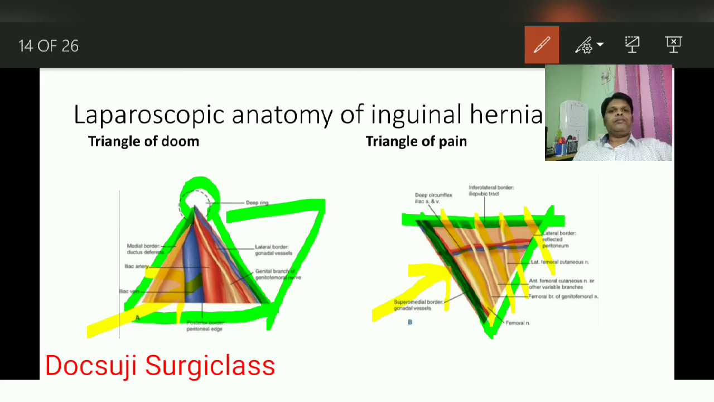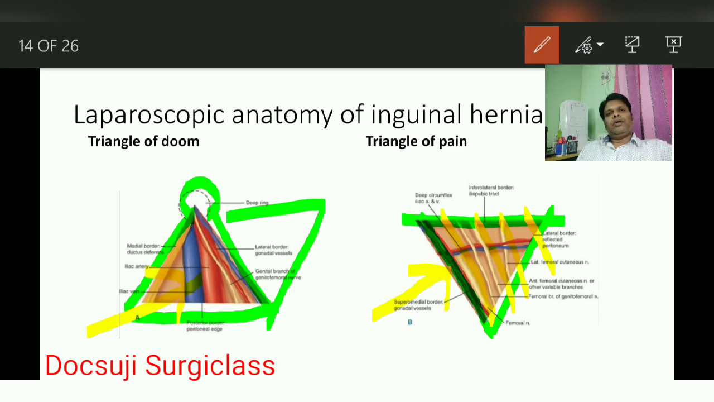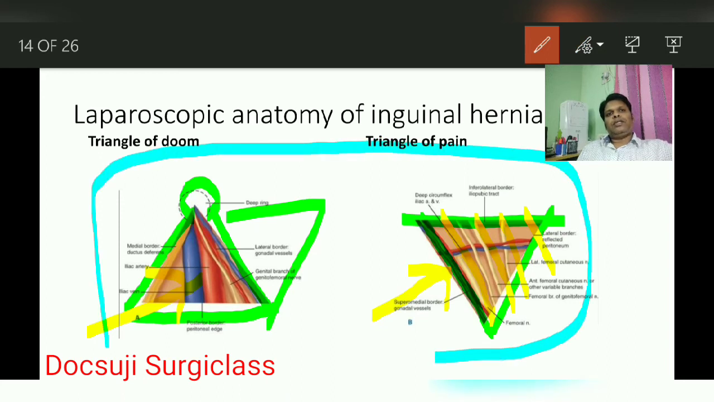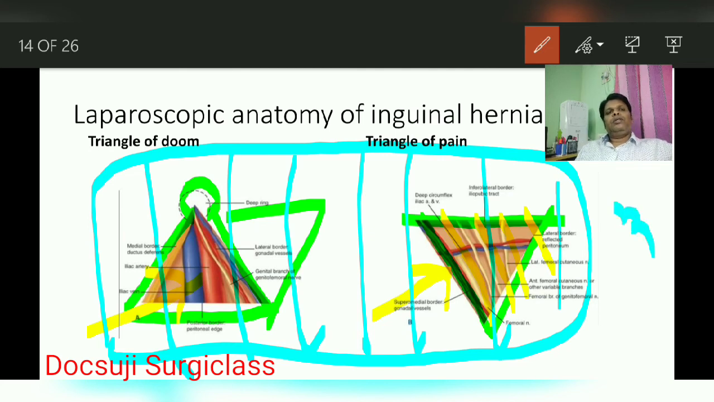Four nerves are there. Okay, why is it called the triangle of doom and why is it called the triangle of pain? The reason is very simple. While doing laparoscopic hernia repair, you have to define this triangle, and after that you have to place a mesh, the mesh entirely covering this region. This mesh has to be fixed with a special device called a tacker, which is nothing but metallic coils. These metallic coils you have to fix in this location.